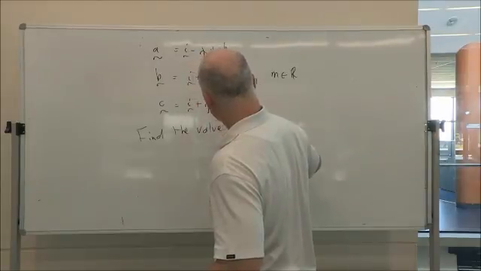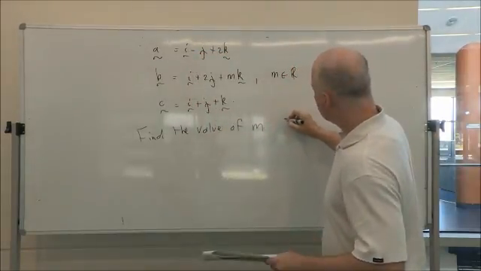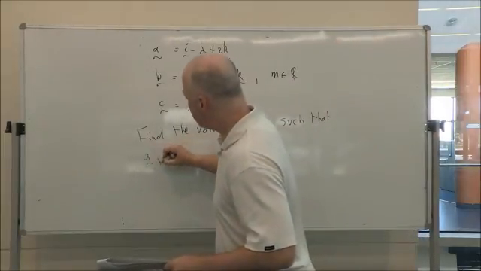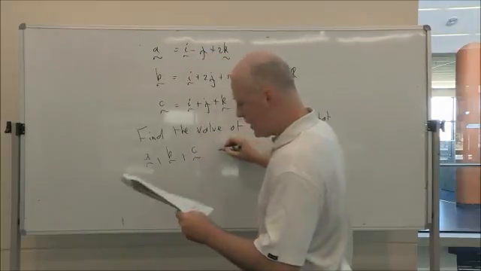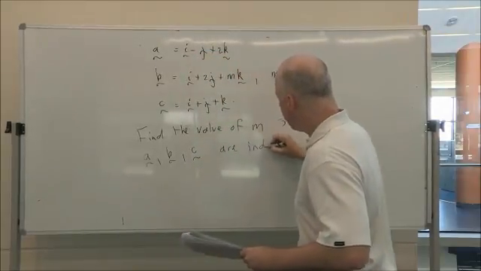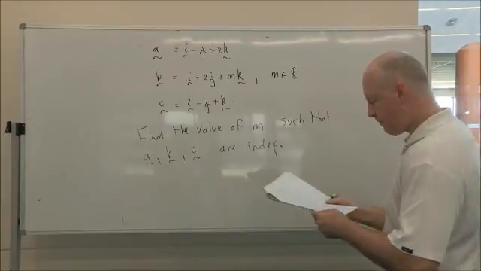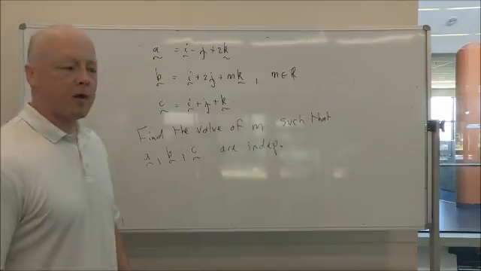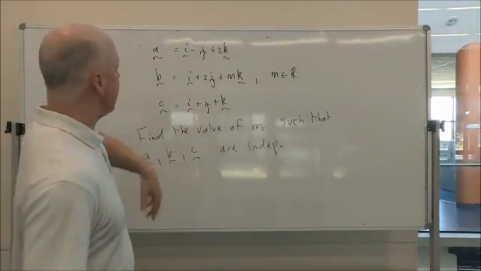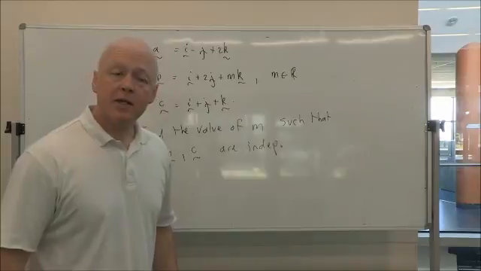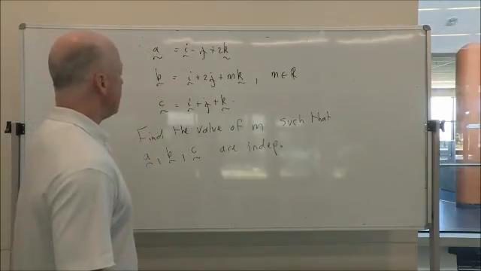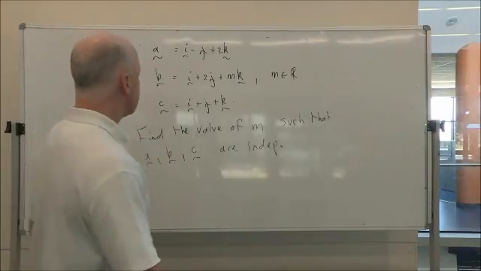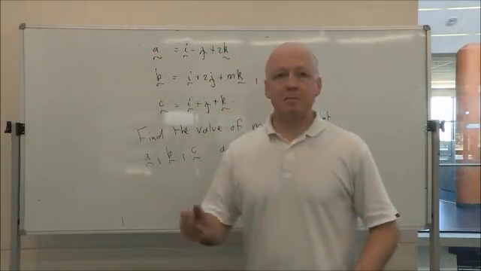Our job is to find the value of m such that A, B, C are independent. Okay. Now, how am I going to show they're independent? I'm going to try and make them dependent, and find a value for m that'll make them dependent, and then I'm going to say, well, it's all the values except for those ones that I just found. So, I'm going to start off by trying to make them dependent.